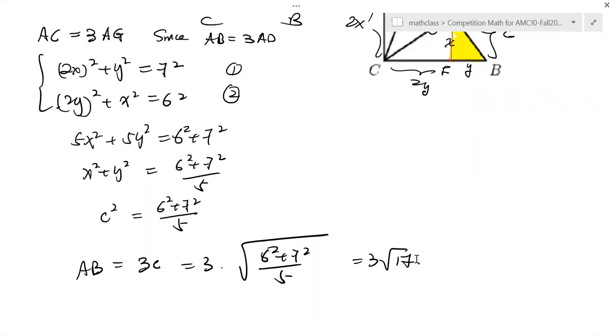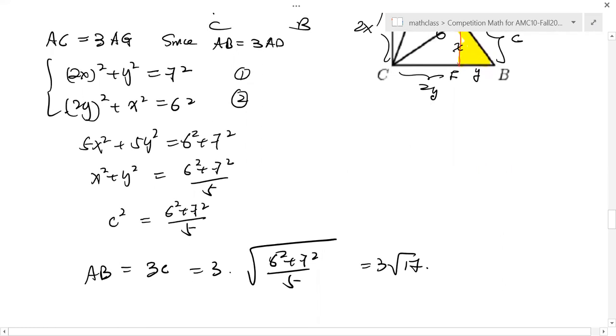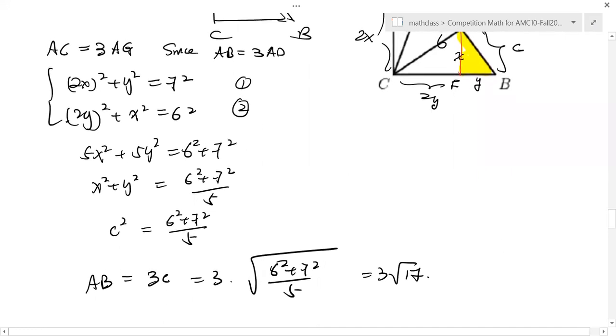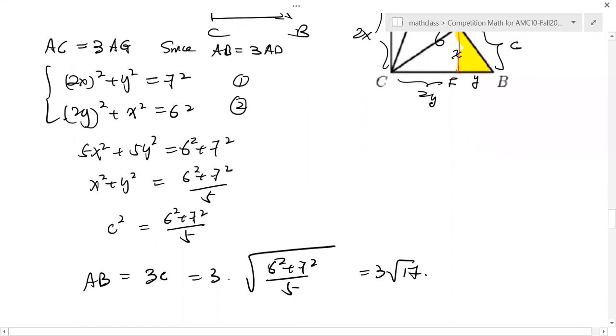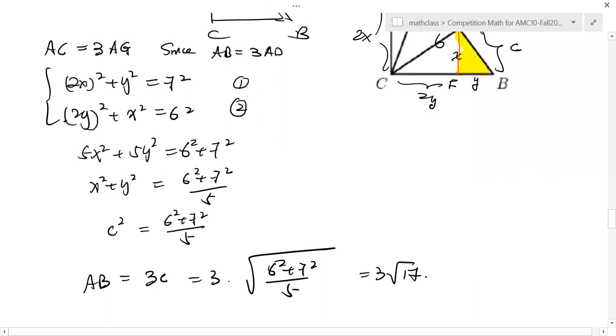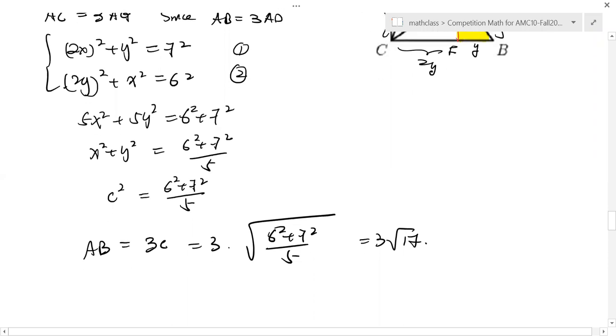Okay, so this problem again, you need to draw additional lines to get more right triangles, then name some variables, then apply the Pythagorean theorem to all these triangles. You get equations for these variables, right? Then you solve it, and it becomes an algebraic problem.